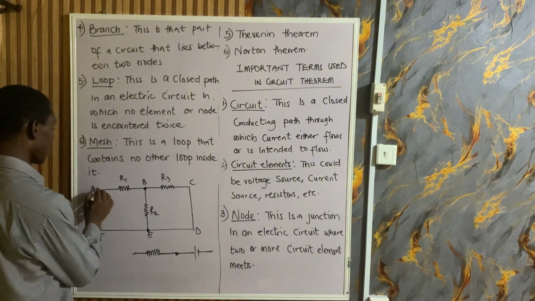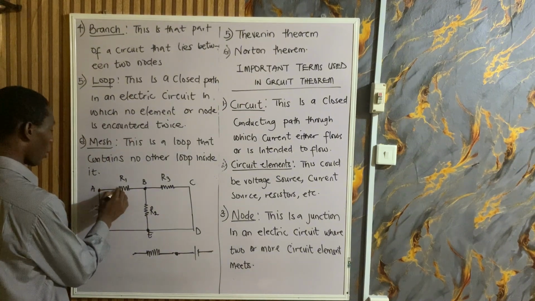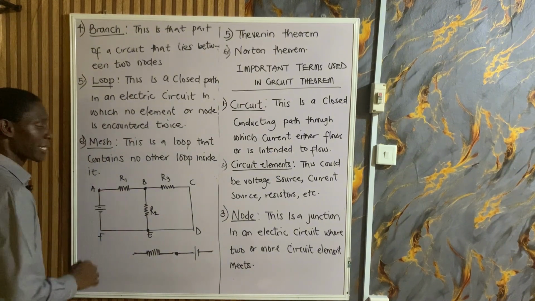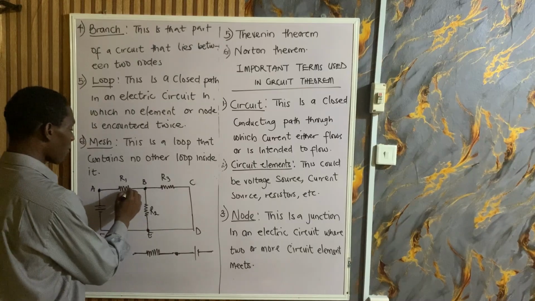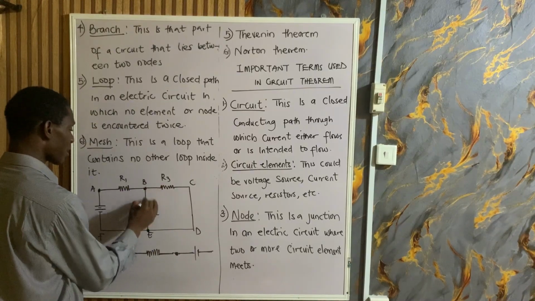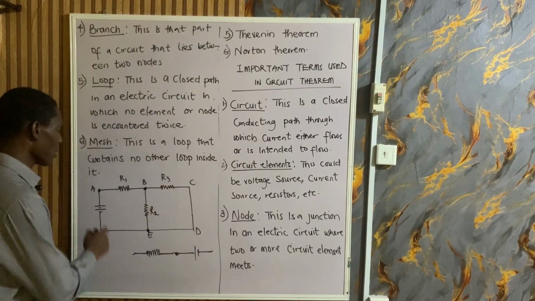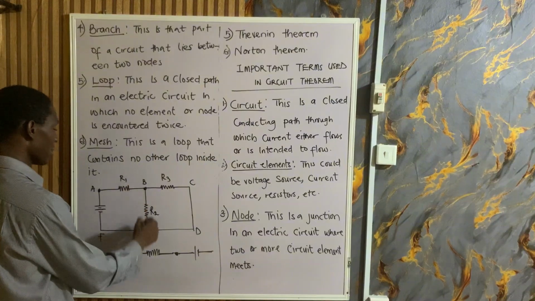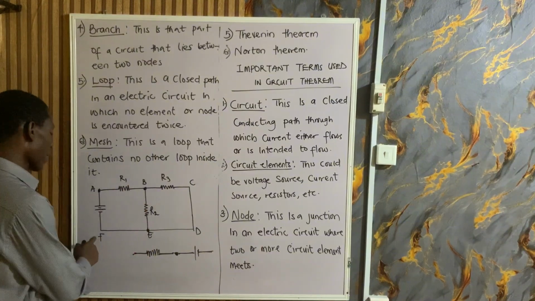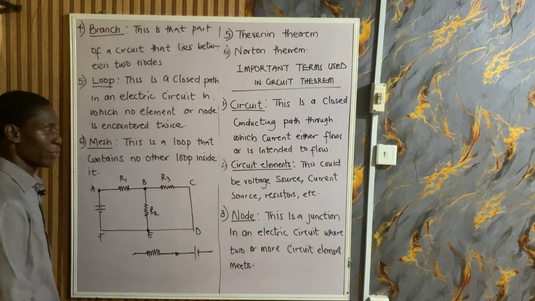So, this is a node. The wire of this cell and the wire of this resistor connected here, that's a node. The wire of this resistor, the wire of this resistor, the wire of this resistor, these three meet here. This is a node. So, A is a node, B is a node, E is a node. Please, F is not a node.